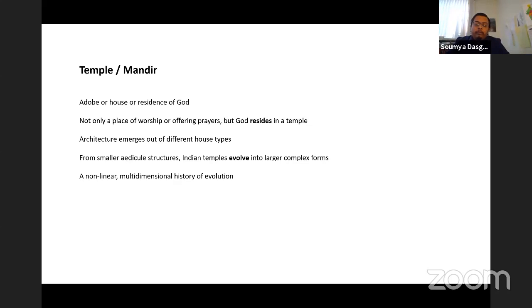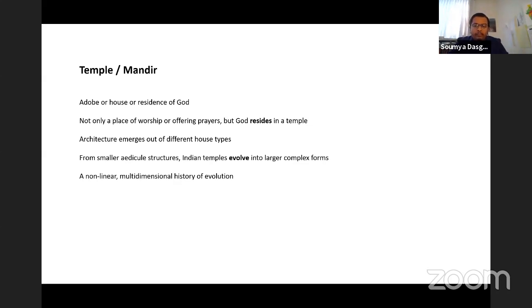To use the word evolve, we must also be very careful, because it's not really a linear evolution, like the Indian temple was a simpler aedicule structure, and then it became larger, complex architecture. It's a very long, non-linear way of understanding the word evolution. It's also a multi-dimensional history. It varies across geographies, it varies across patronages and time periods and construction techniques and many other factors that go into the making.